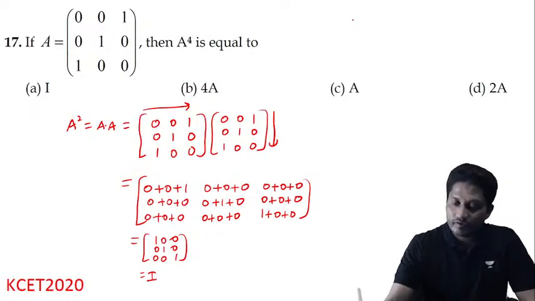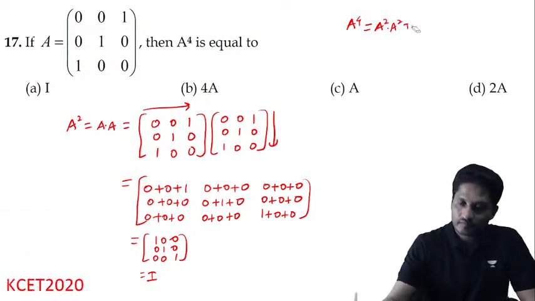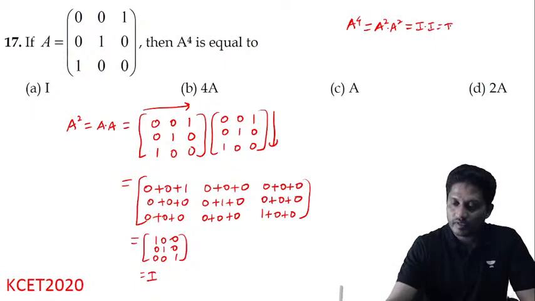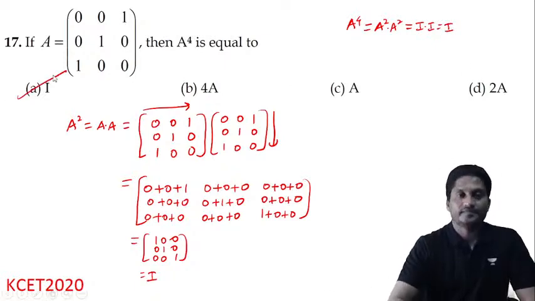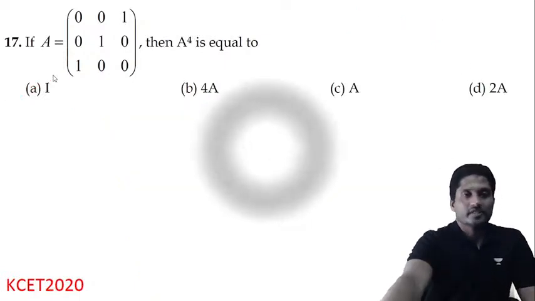Now A power 4 can be written as A square into A square, which is I into I. This is I into I, which is equal to I only. The answer is option A. Let's move to the next question.